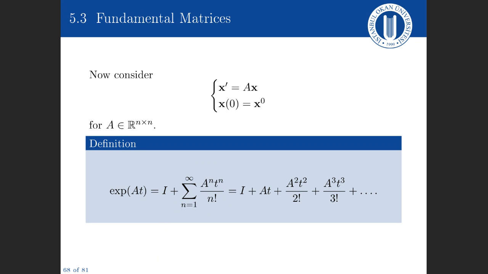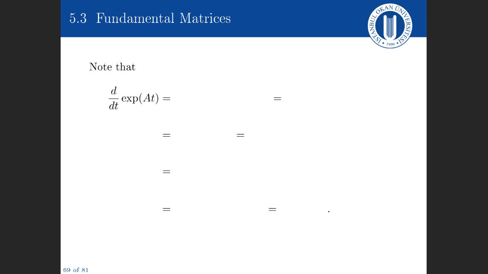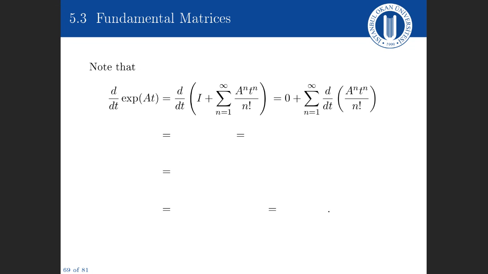So anytime you see the exponential function of At, it means I plus At plus A squared t squared over 2 factorial plus A cubed t cubed over 3 factorial plus etc. Now, what do we get if we differentiate this? I want to differentiate I plus the infinite series from 1 to infinity A^n t^n over n factorial. Of course, the derivative of I is just the zero matrix.